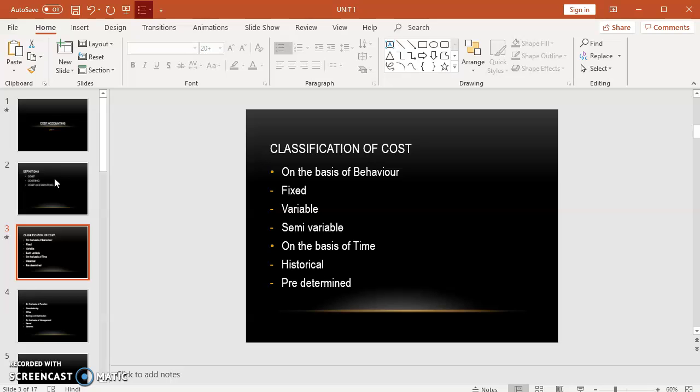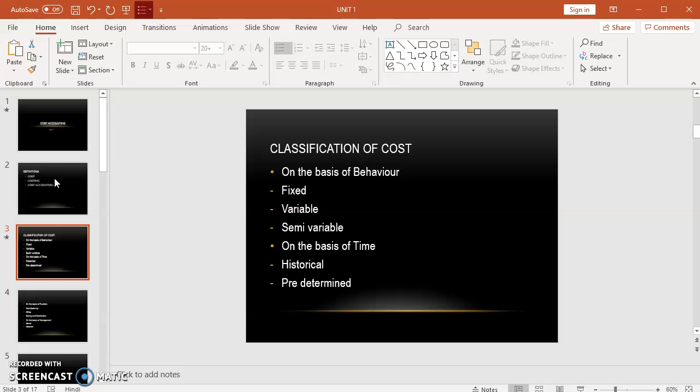So the fixed cost is a cost which is fixed in nature. Irrespective of the volume of the production, it will always remain fixed. When you are renting a room, let's say for example, you want to start a class. You have rented a room for 10,000. The seating capacity is 60 students. But if you have only 40 students in your class, still you will be paying 10,000 as rent.